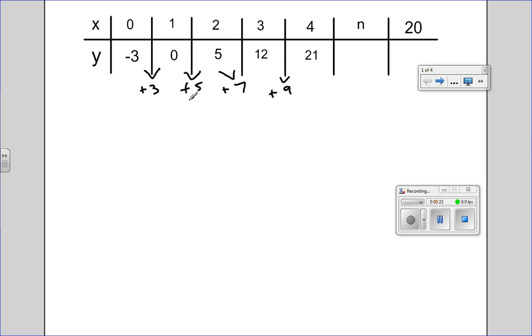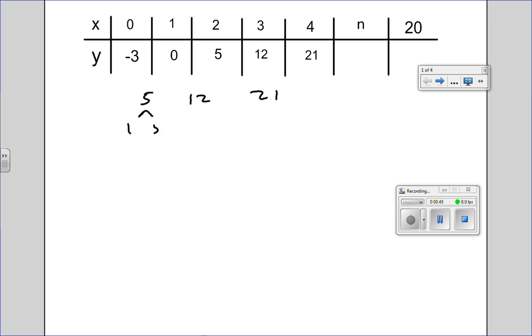So when the first difference is not the same but the second difference is, then I know that the equation has to be a quadratic. The easiest way to write a quadratic equation given a pattern is to take your first three y values that are greater than 0. So -3 is not greater than 0, 0 is not greater than 0, but 5, 12, and 21 are. So I'm going to list 5, 12, and 21, and go ahead and factor each of those.